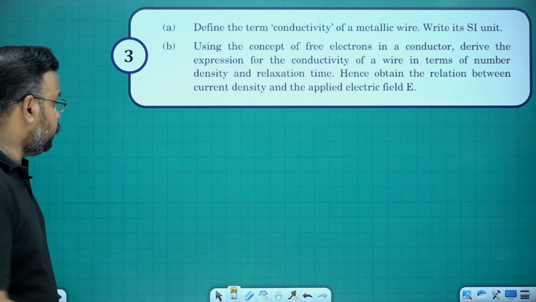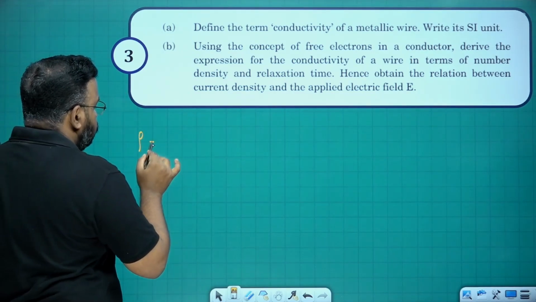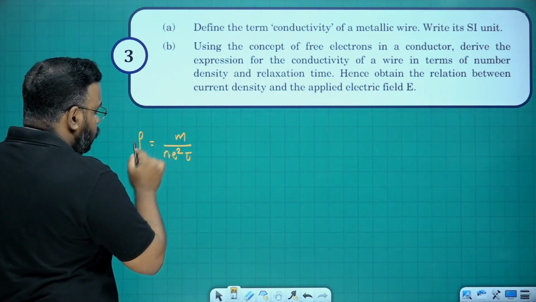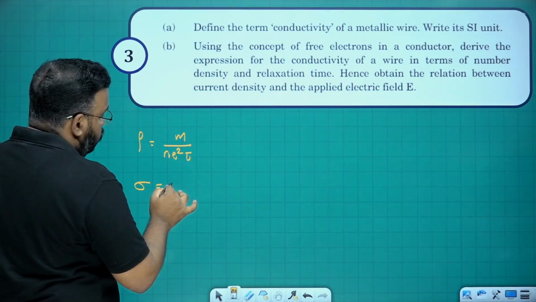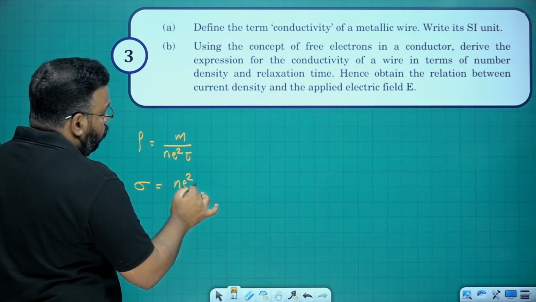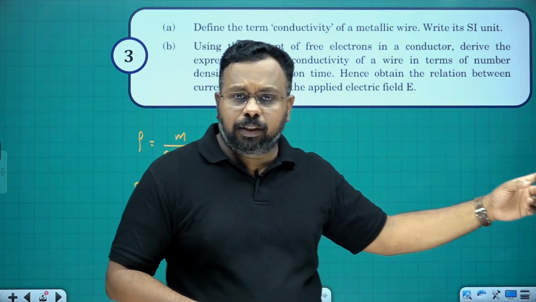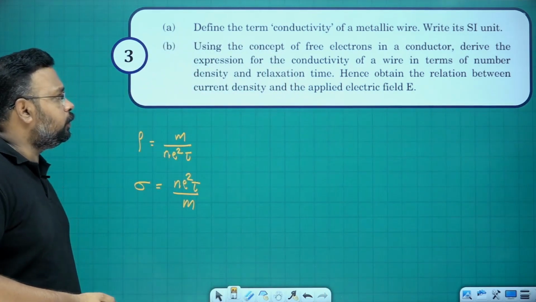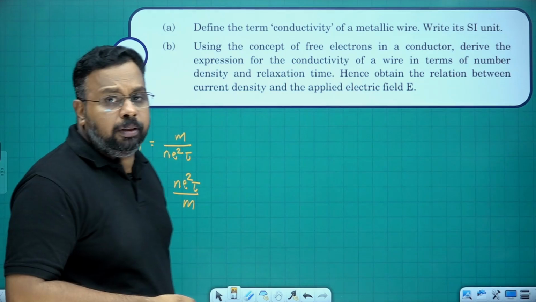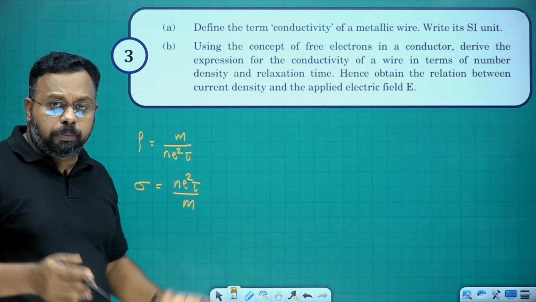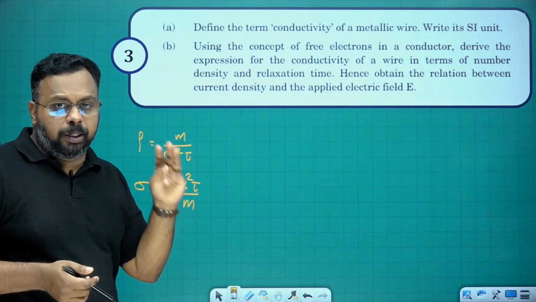Conductivity is what? Reciprocal of resistivity. We got an expression for resistivity like m by n e square into tau. Then the conductivity sigma is equal to the reciprocal of this, that is n e square tau by what? M. Then current density. Yesterday in the 2-mark question section, I think we explained how we get the relation between electric field and this conductivity. So please go through that. Important question for 3 marks.